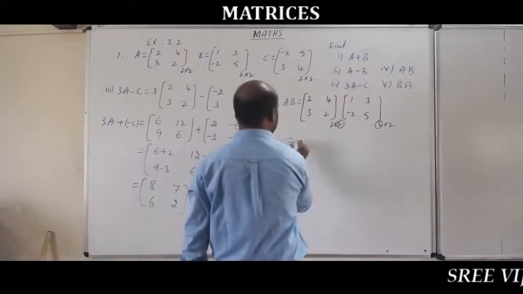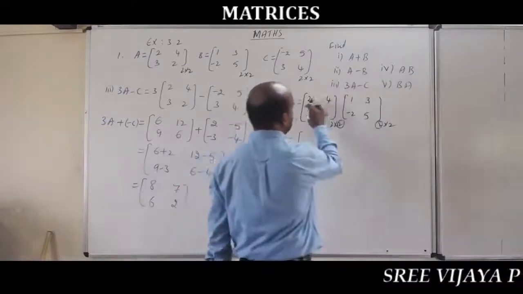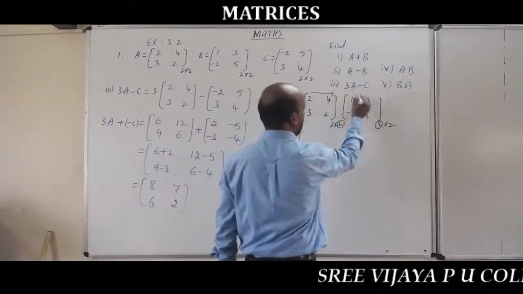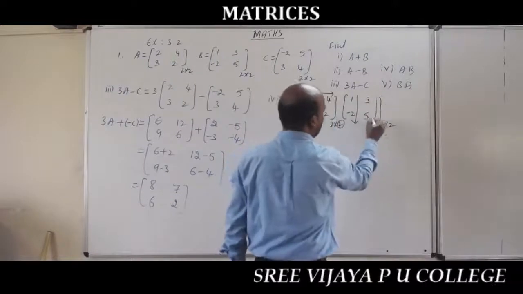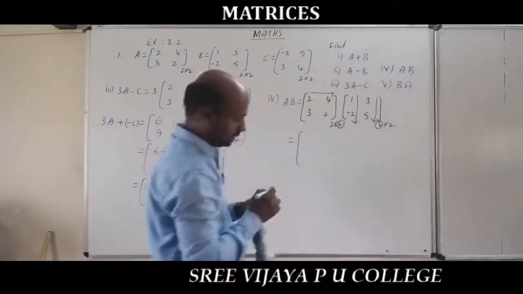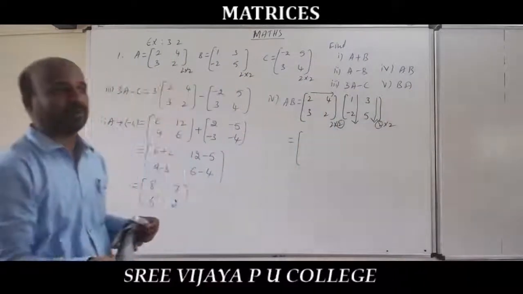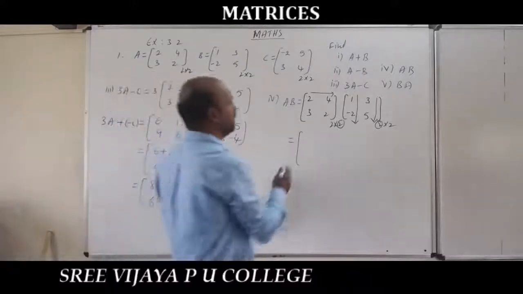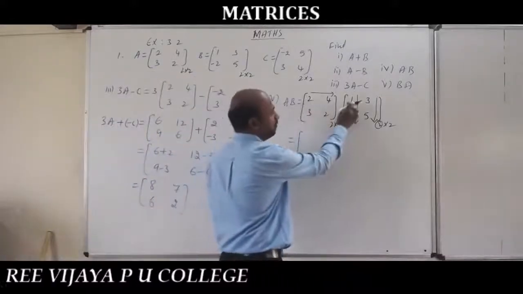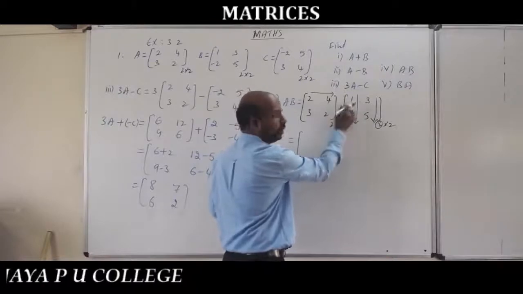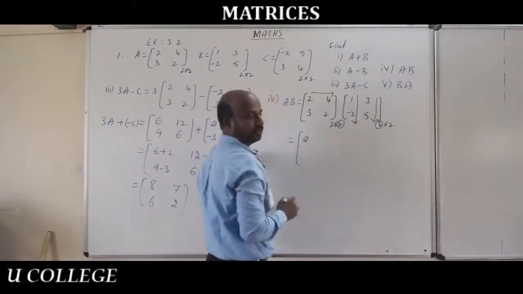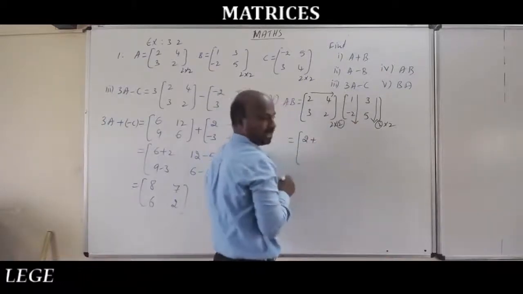So AB can be defined: first row, first column; first row, second column. Corresponding elements we have to multiply and then add. Okay, so first element 2, here first element is 1. 2 into 1, it is 2. So now we have to add, plus sign.